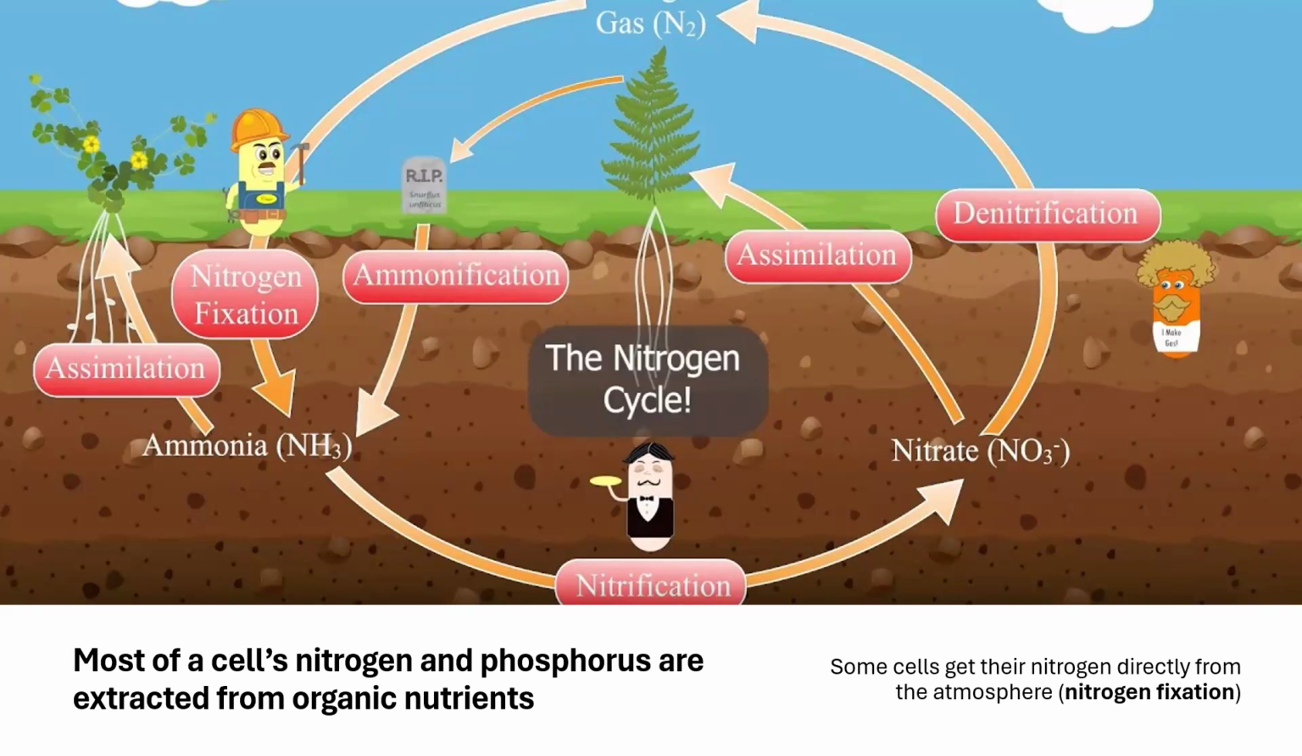And so, for example, if you're breaking down a protein and you break off that amine group, you end up with a bit of ammonia. That ammonia can be taken into the cell. So even if it originated from organic matter, it's oftentimes going to end up in inorganic form before it's actually getting into the cell.